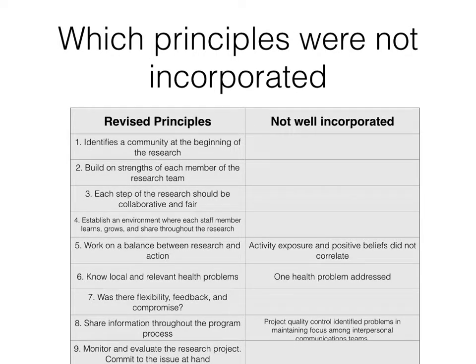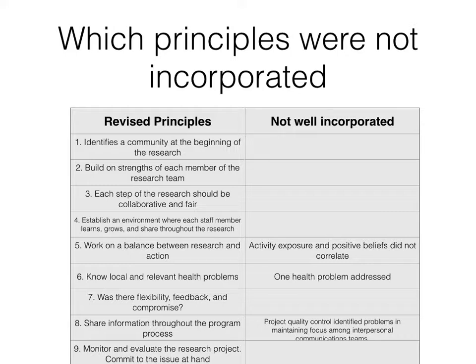Now for the opposite. I would like to go over a few things that were not well incorporated. Like I stated before, I felt like the article showed that a lot of principles were well incorporated, so here are some things that just weren't as good. For example, for number 5, the balance between research and action. One example showed that the activity exposure, like the small group activities, like the games, street theater, and such, did not correlate with positive beliefs.